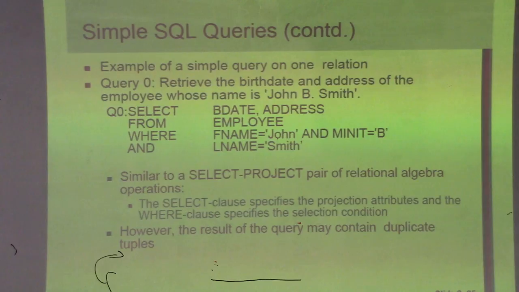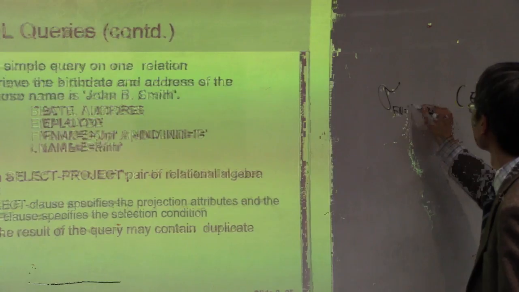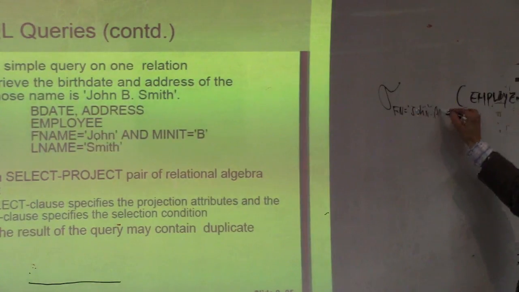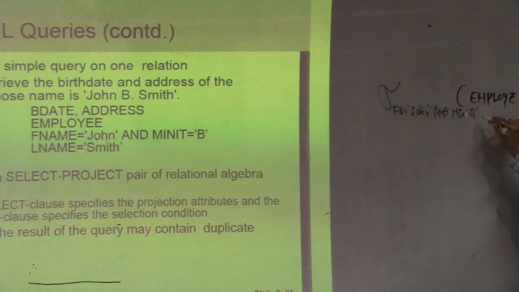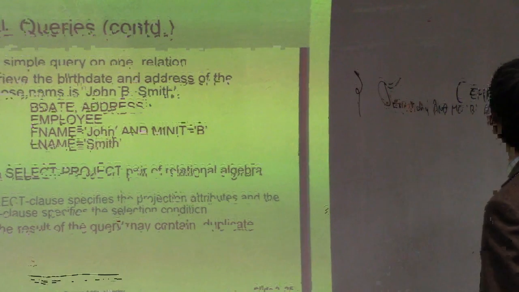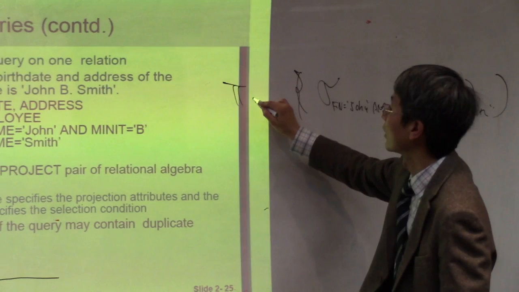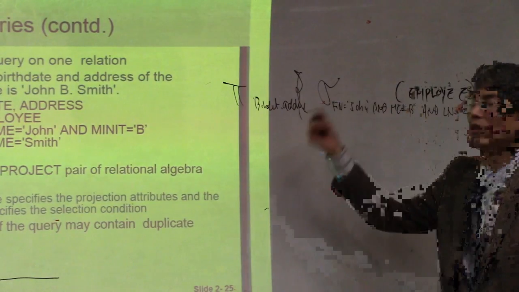Let's see the retriever. From employee, we have someone whose name is John B. Smith. So first name John, middle name initial B, and last name Smith, and project, birthday, address. We can use this one.